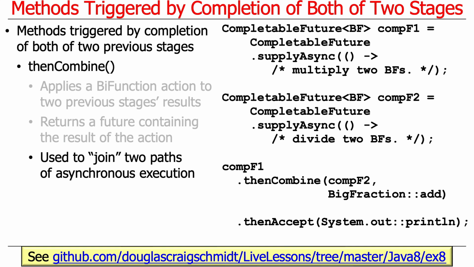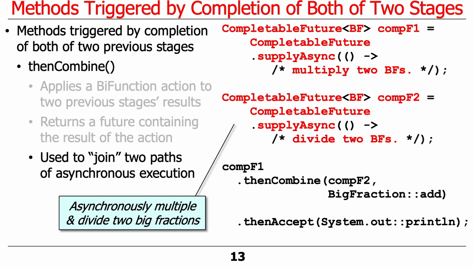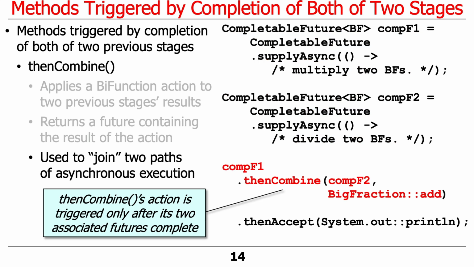Here's an example, not necessarily the best example, but just an example. We're going to have two completable futures. Let's say the first one is going to asynchronously multiply two big fractions, and the second one is going to asynchronously divide two big fractions. As you can see here, after those things start up and run, we then call thenCombine on the two completable futures. When they're both done, we go ahead and add these things together. I'll show you some other more interesting use cases in other examples, but this is a pretty good one. We want to do something when two asynchronous operations complete.